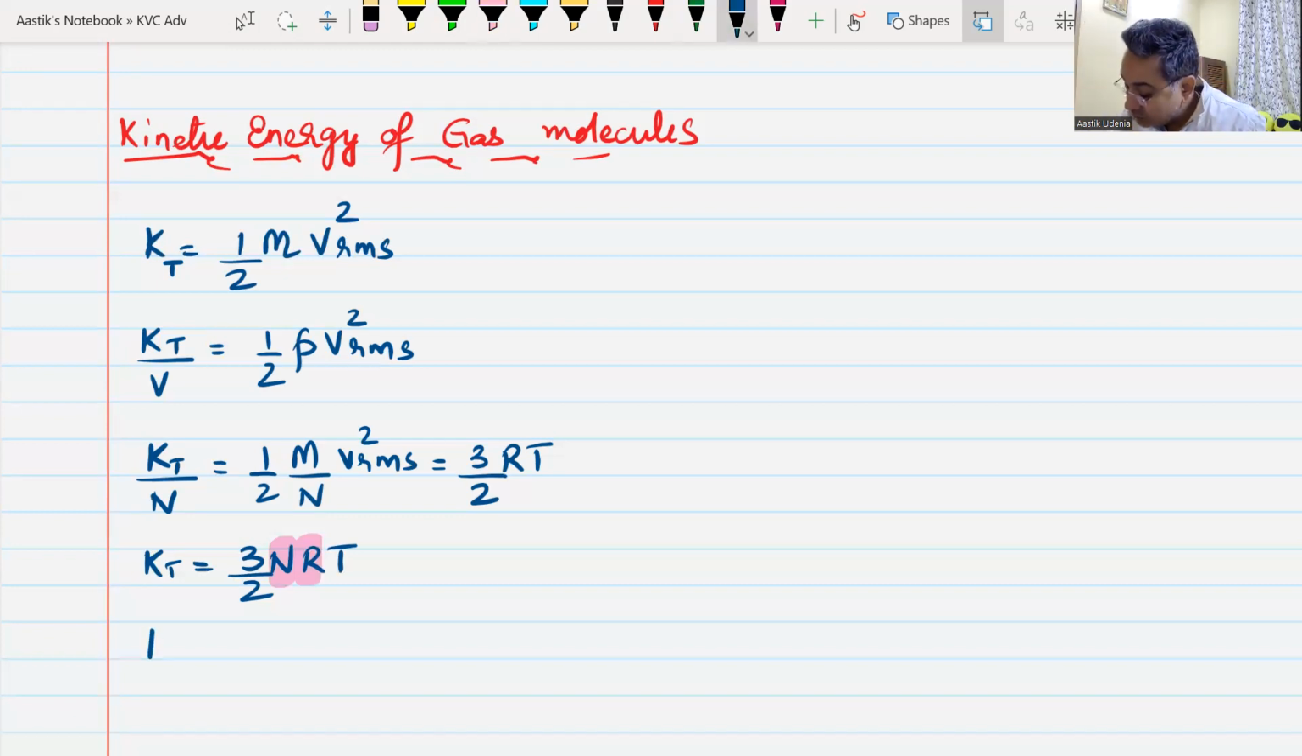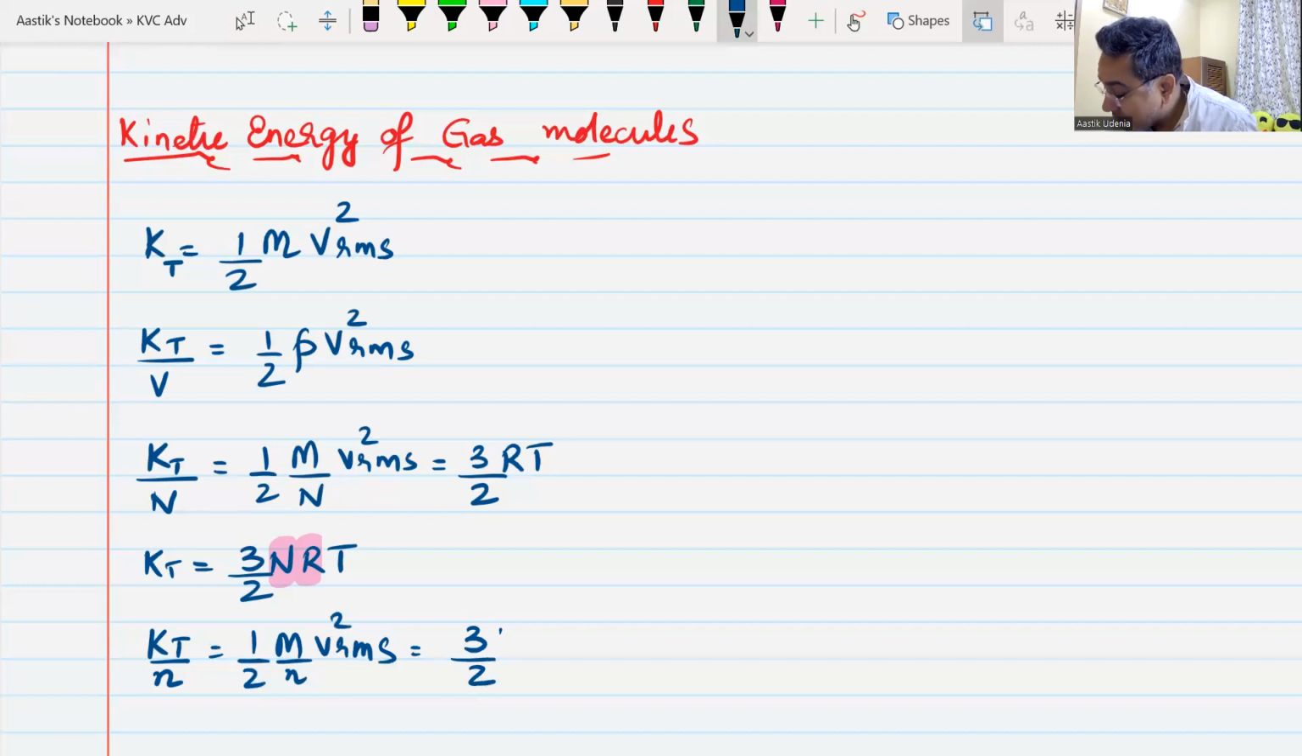I can also write this divided by N, the total kinetic energy divided by the number of molecules. I will call it average kinetic energy per molecule. So how will I find it out? m by N into V RMS square. If I put the formula correctly, I will land up with 3 by 2 kT. k comes into the picture, our new friend, the Boltzmann constant.